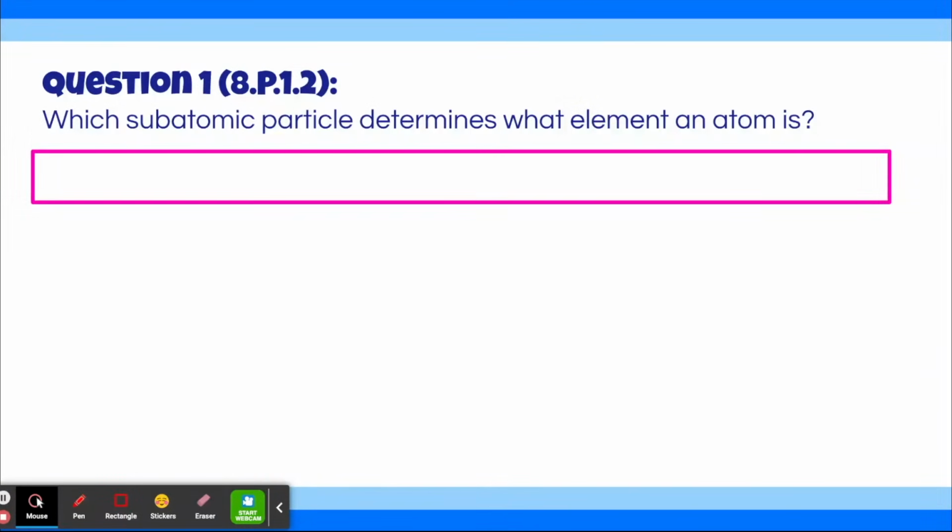Alright, let's get started with the first question. Question 1. Which subatomic particle determines what element an atom is? We're going to give you a couple seconds to do this question, and if you need extra time, you can always pause the video and play it again when you're ready to see the answer.